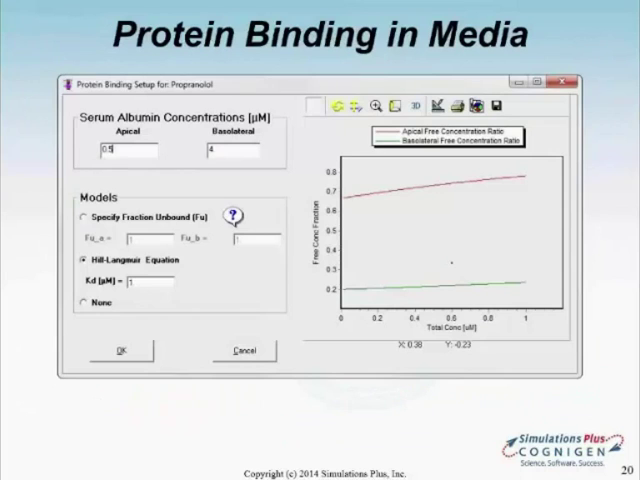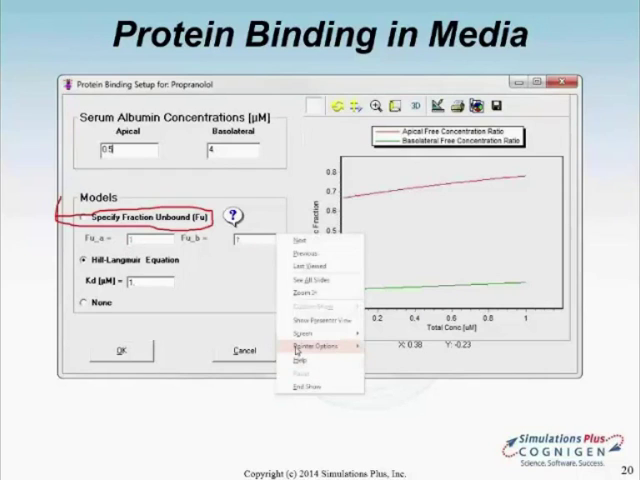For protein binding, we are incorporating a couple of different models. One is a simple fraction unbound, especially if you are working with a one-concentration setup and you don't see much of a saturation. If you added the albumin into the apical or basolateral side, or possibly both, all you need to do is to specify the fraction unbound for the program to account for that.